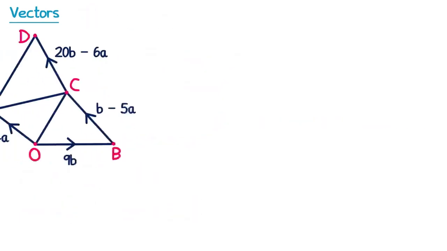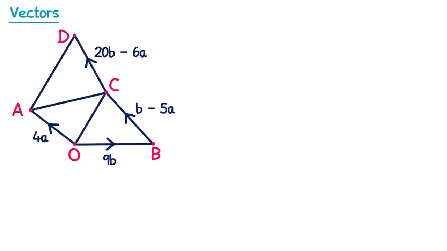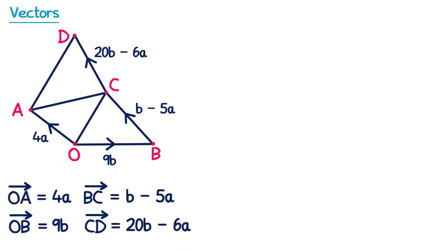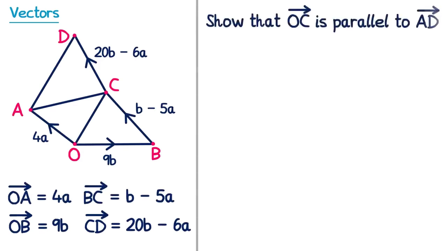So for this question, we're going to have a diagram, and then all of this information which is actually on the diagram. And we're going to answer this question. Show that the vector OC is parallel to the vector AD. So we just learned that if two vectors are parallel, one of them must be a multiple of the other one. So we're just going to work out these two vectors and hope that that's the case.